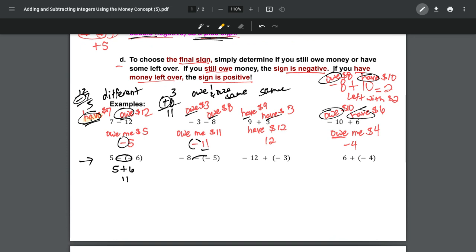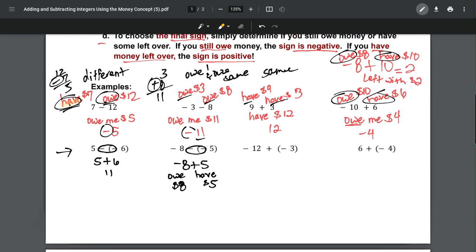Here I see minus a negative. So I'm going to rewrite this as negative 8 plus 5. Then the first number is negative. So you owe me $8, guys. But then you have 5 to give me because minus a negative same as having. Well, if you have 5 to give me, you still owe me money. How much money do you owe me? To figure out how much money you owe me, you just subtract and you still owe me 3. So it's negative 3.